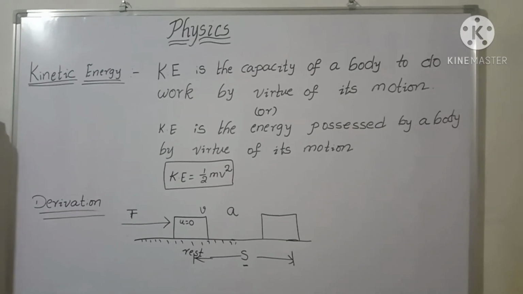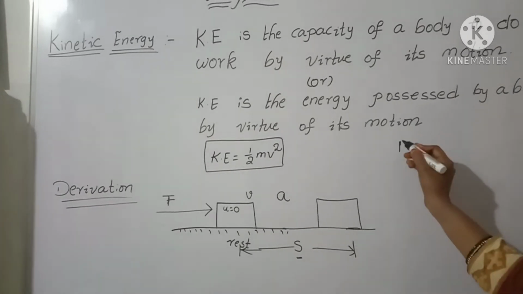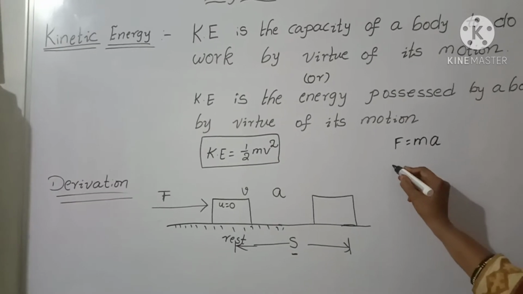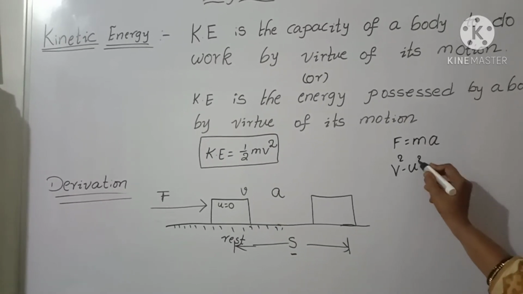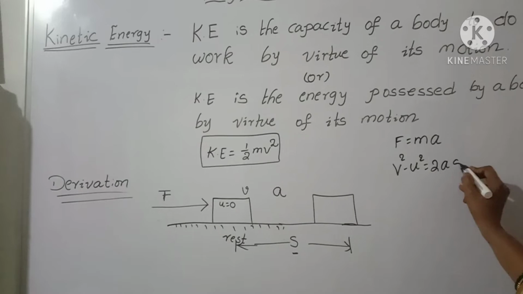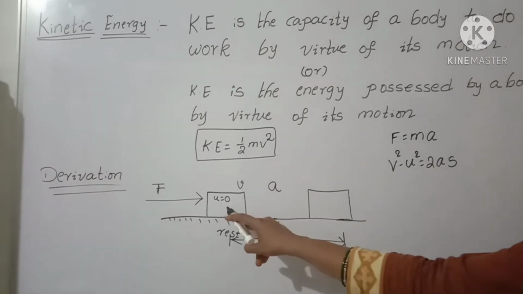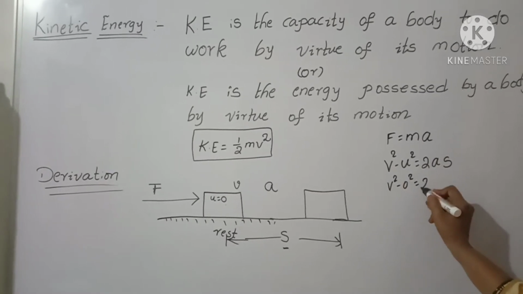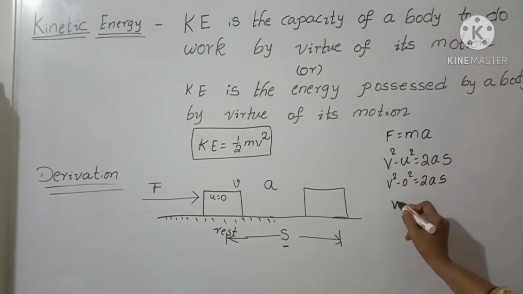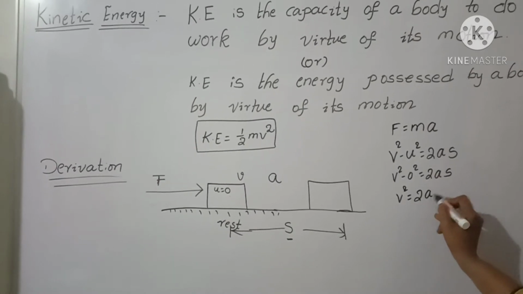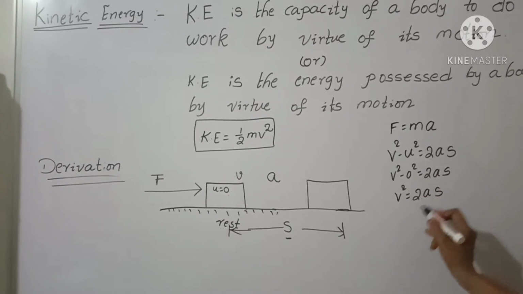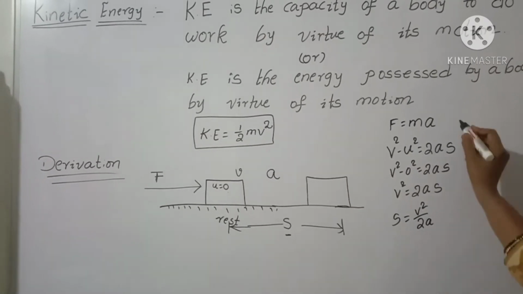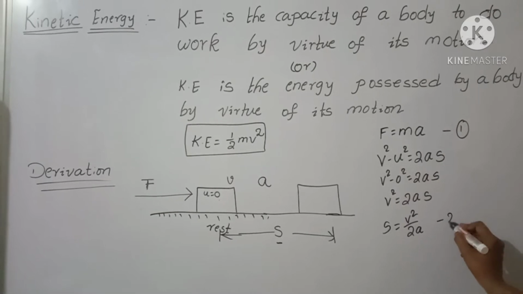See here, F is the force and S is the displacement. Now let us write the formula F equals ma. Here we are applying the force, F equals ma. And another formula, the kinematic equation, v square minus u square equals 2as. Here the object is at rest, that means initial velocity is 0. So I substituted, v square equals 2as. From this equation we can write the s value. So s equals v square by 2a. This is equation 1 and this is equation 2.